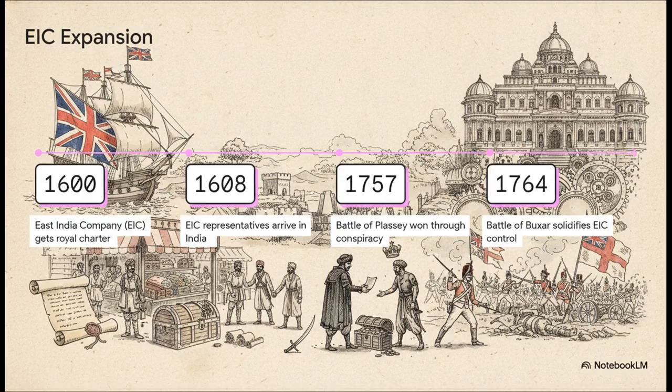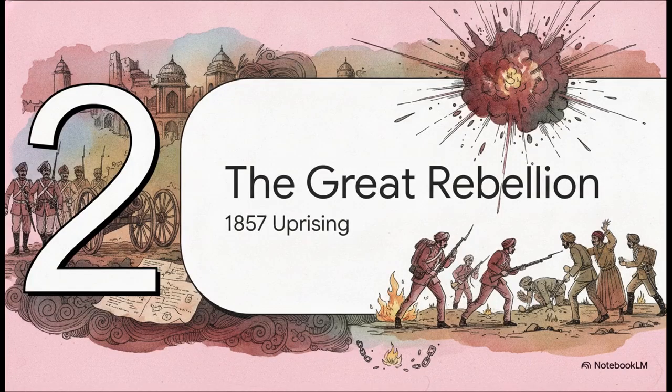By the time we hit the Battle of Buxar in 1764, the East India Company had decisively defeated an alliance of Indian rulers. Almost overnight, they transformed from a simple trading company into a massive political and military juggernaut. Which brings us to step 2, the Great Rebellion.